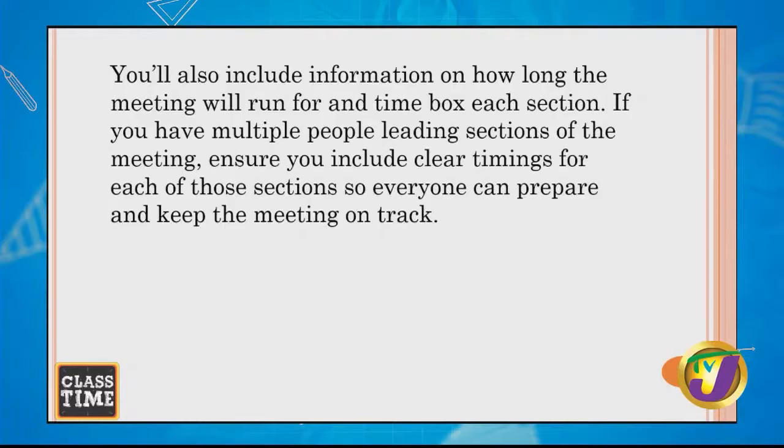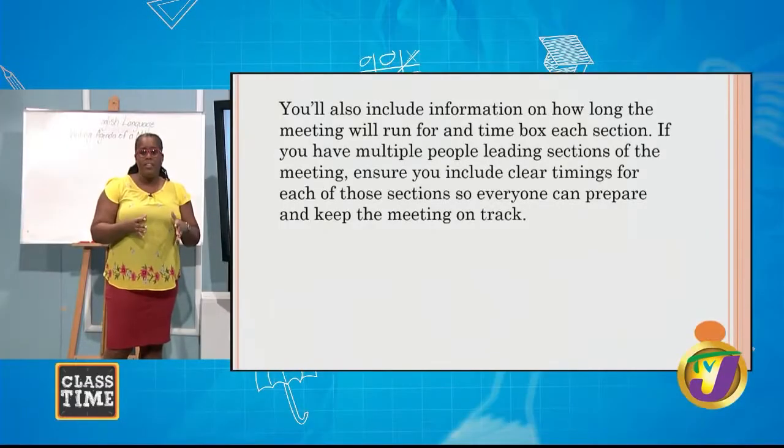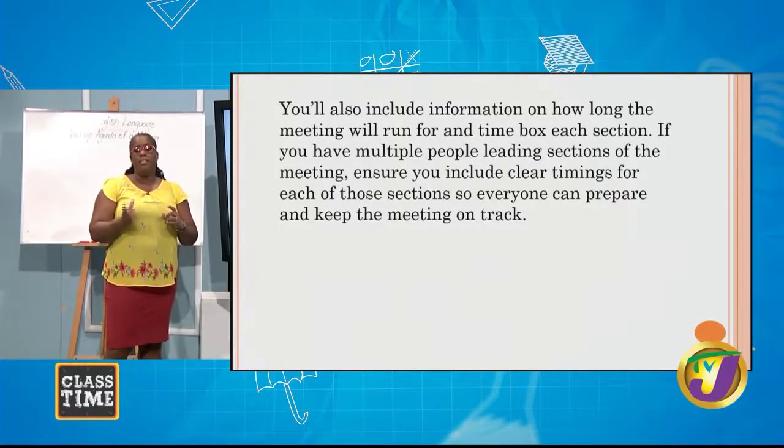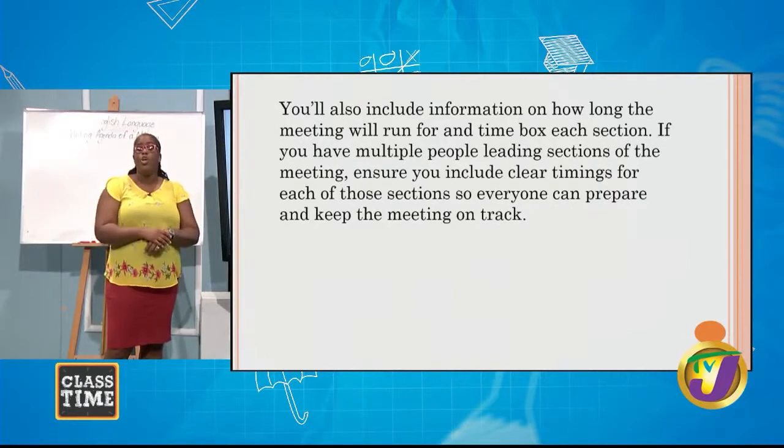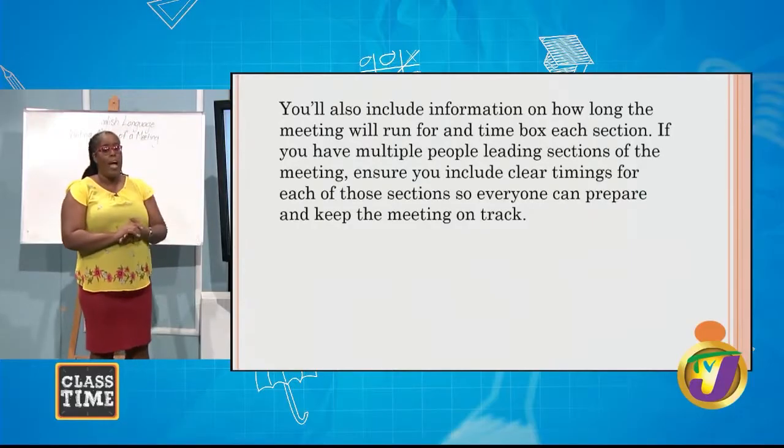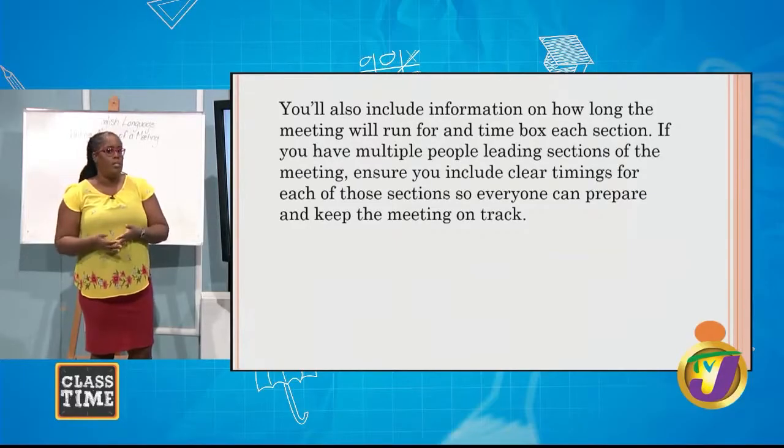If you have multiple people leading sections of the meeting, ensure you include clear timings for each of those sections so everyone can prepare and keep the meeting on track, right? And you have persons who are like that. They are sticklers for time. So if you had time boxed, say, the section for discussions for 15 minutes, you will have attendees who will keep a check of the time and say, okay, then the person is going over the time, right? So time box everything so that persons can know how long the meeting will run for.